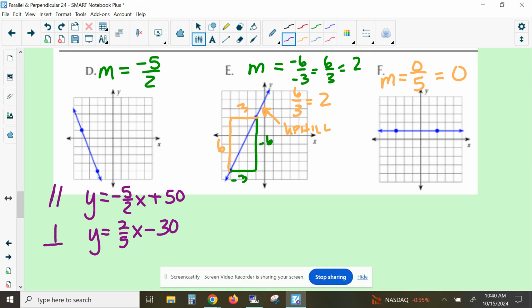Okay, go ahead and make up 2 equations, parallel and perpendicular, for this guy. Oops, that was ugly. But make up two equations, parallel and perpendicular, for the second one.